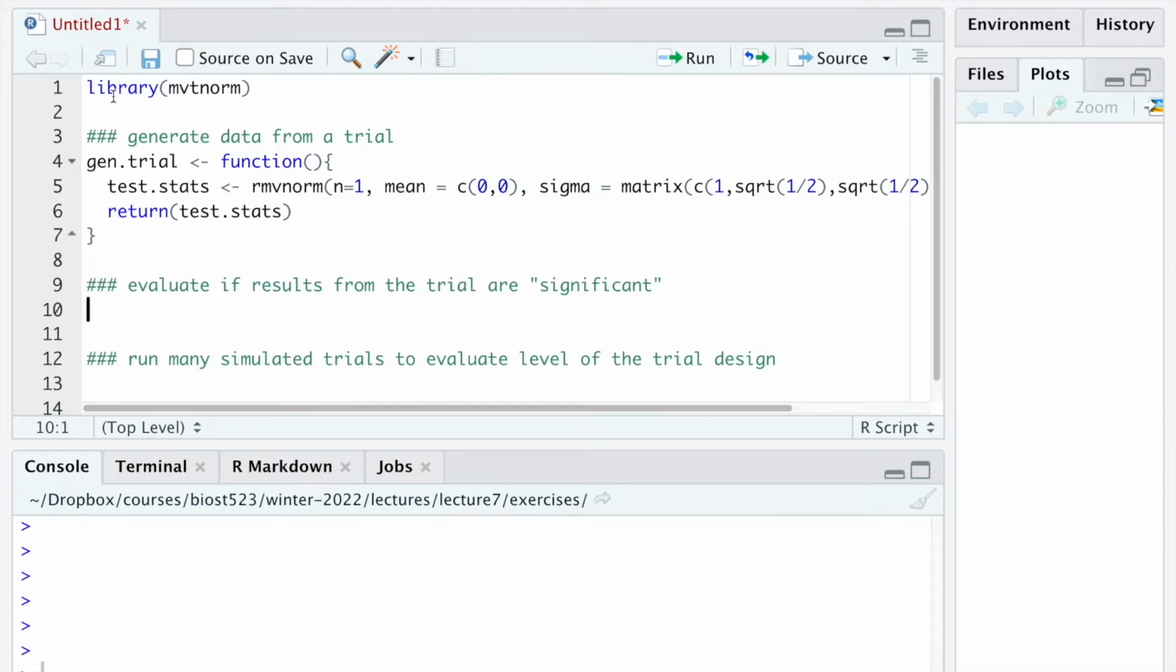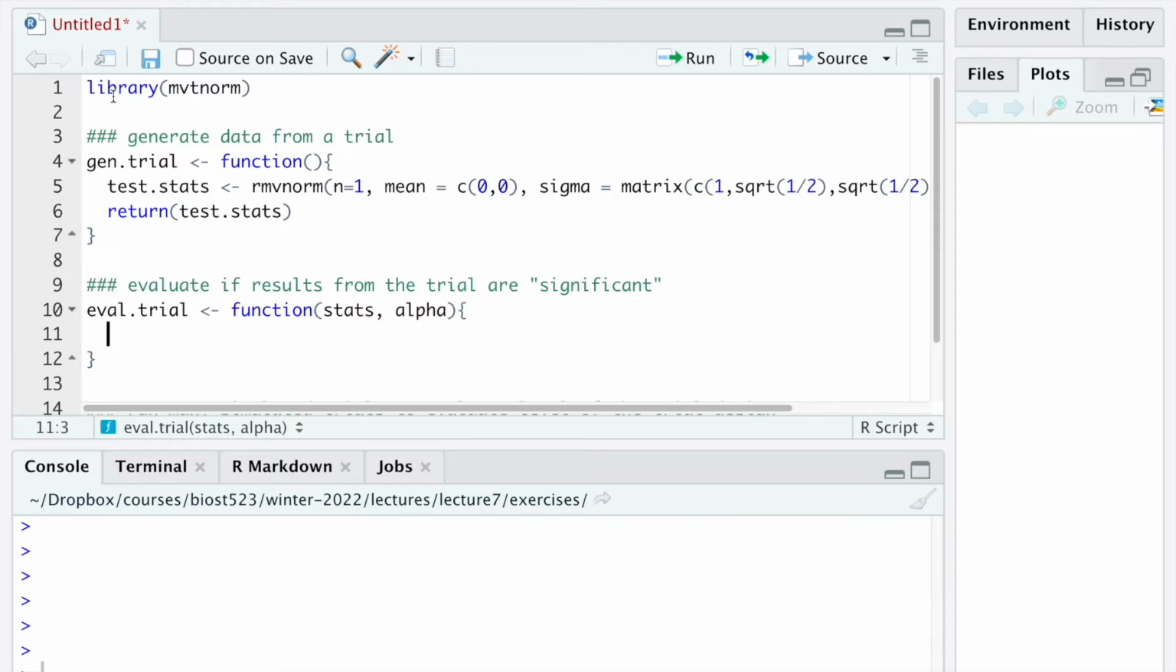Our next function is going to take in both the outcome of gen.trial, that pair of statistics, and an alpha level, and evaluate if the results from the trial are significant. Now remember, the results are significant if either of the p-values corresponding to those test stats are less than alpha. Make a function eval.trial. It's going to take in two values. One I'll call stats, and the other I'll call alpha. And I'm going to do this in a couple of steps.